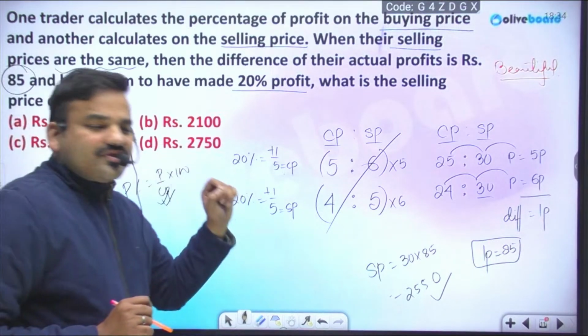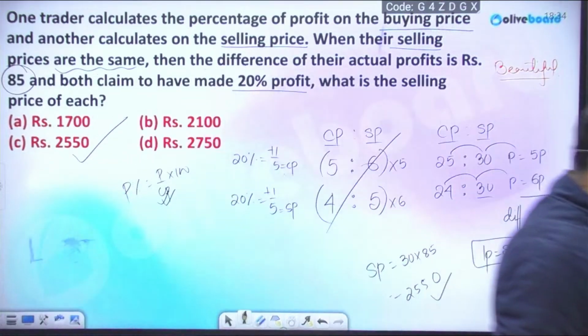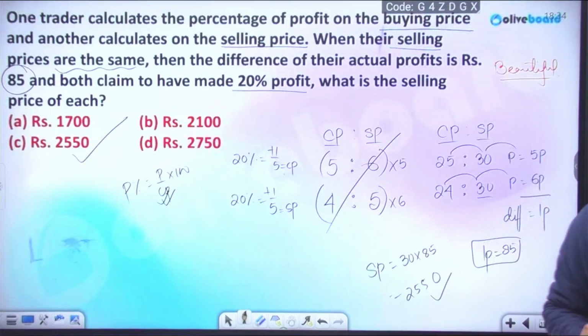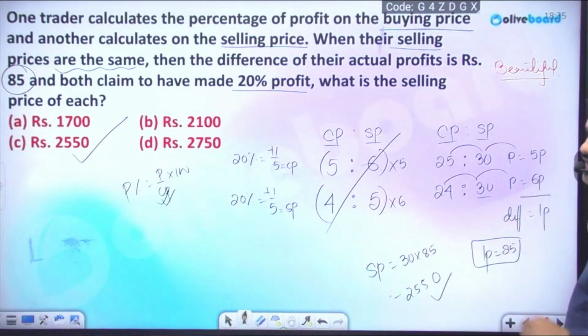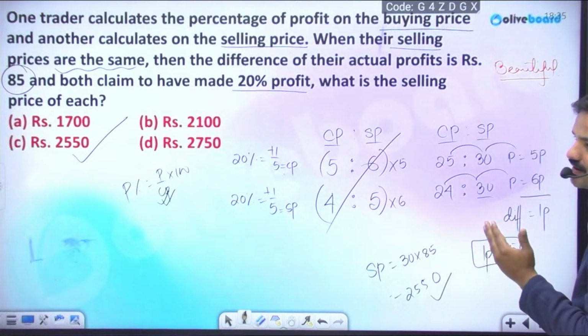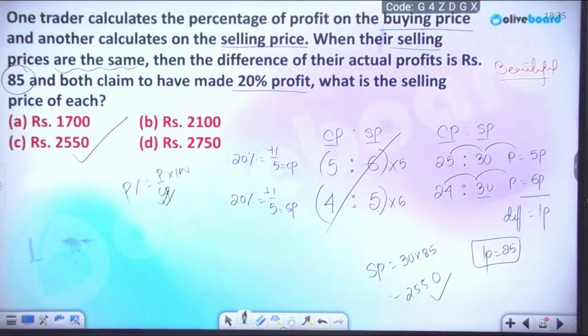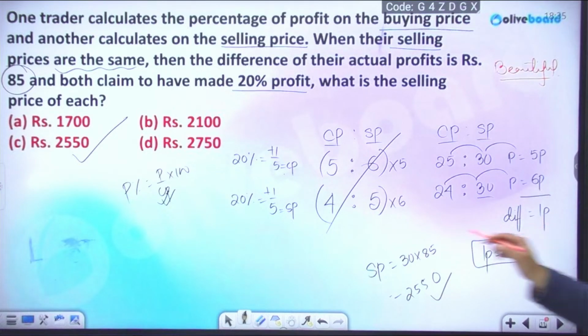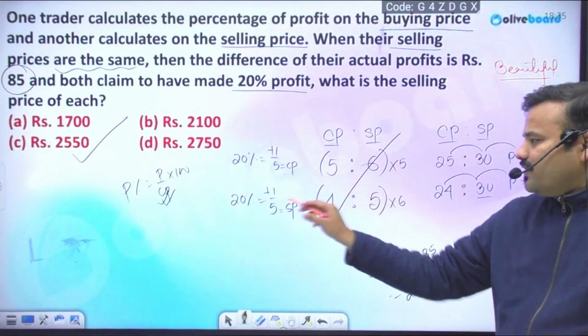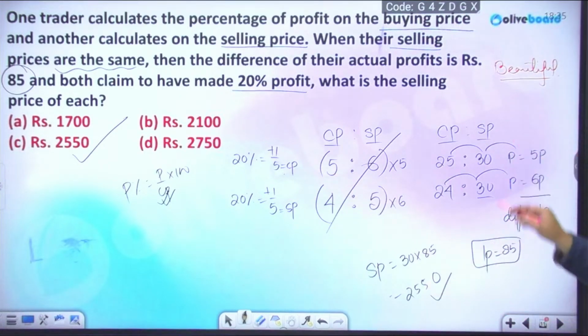Was the approach clear or not? Comment whether the approach was clear or not. So this is the approach. We haven't used any X and all. We haven't used any formulas and all. Only by satisfying the ratios, we have approached this question. 20% is 1 by 5. The article of 5 is being sold at 6. He is selling this article at 5, making a profit of 1. So making the selling price equal, the difference of profits is given. Fine. Next question.